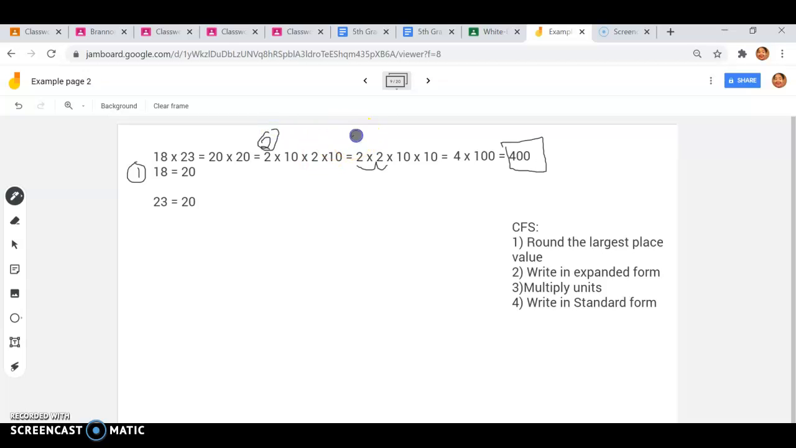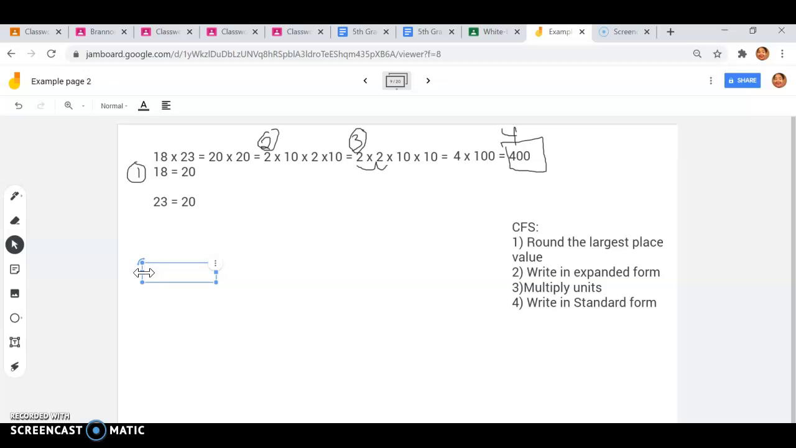Step number 3, we multiplied units. And then step number 4, we wrote our answer in standard form. Okay? Let's do one more, just to make sure that you guys have a hang of it.